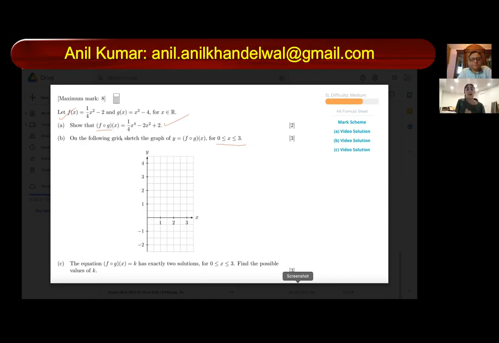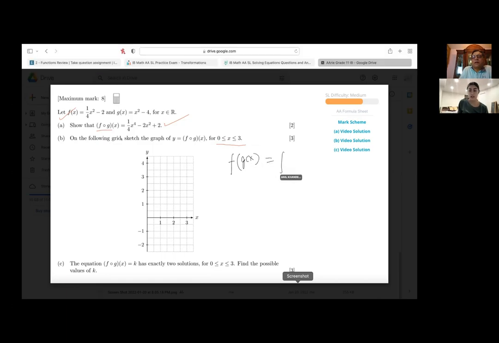When I sketched this graph, would it be easier if we just start the question again, just to make sure I did the steps right? Sure, yes. When we say f of g, I can write it like this: f of the function g, which is given to us as x squared minus 4. Since the function f is 1/4 x squared minus 2, I will write this as 1/4, and instead of x, I will write x squared minus 4 and whole squared, minus 2.